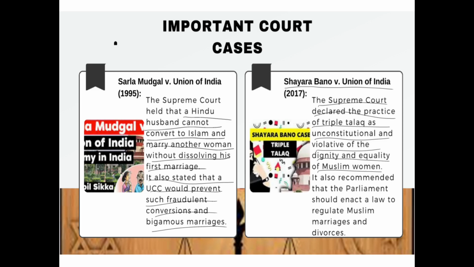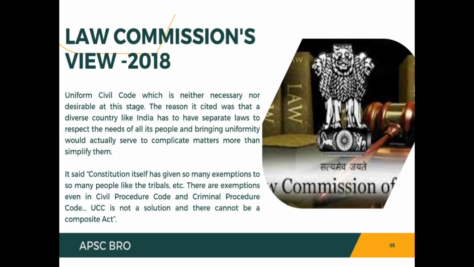It also recommended that Parliament should enact a law to regulate Muslim marriages and divorce. So in all these cases, you see, the Supreme Court is trying to promote the concept of uniform civil code and ensure female justice, equality, gender equality. The implementation of the Uniform Civil Code is a law and order matter, right? So the view of the Law Commission is very important.